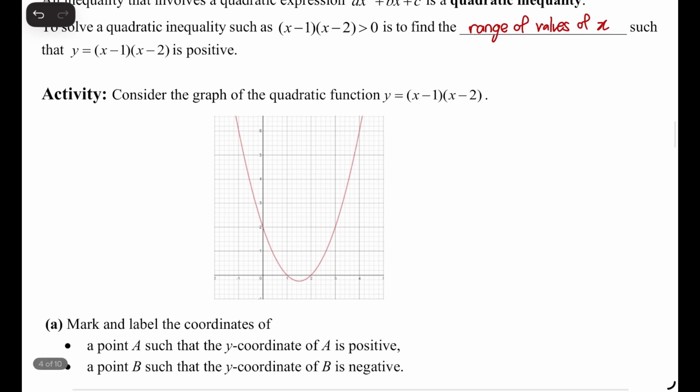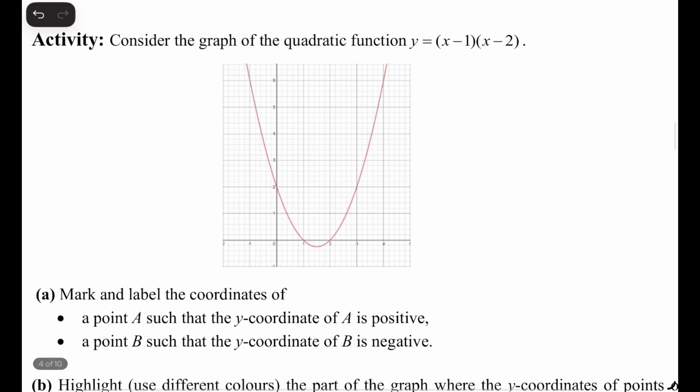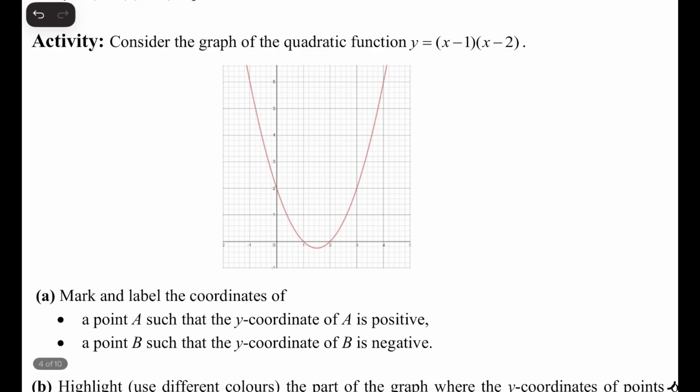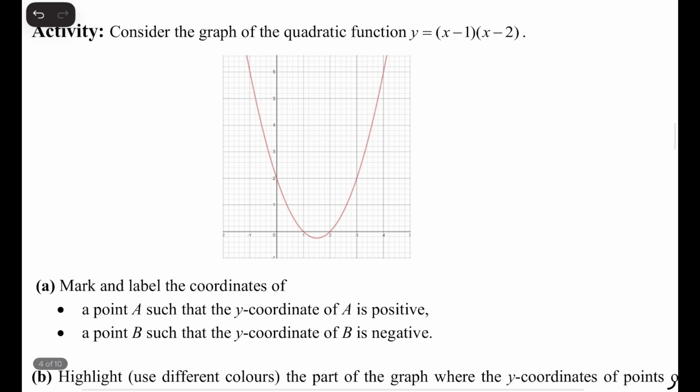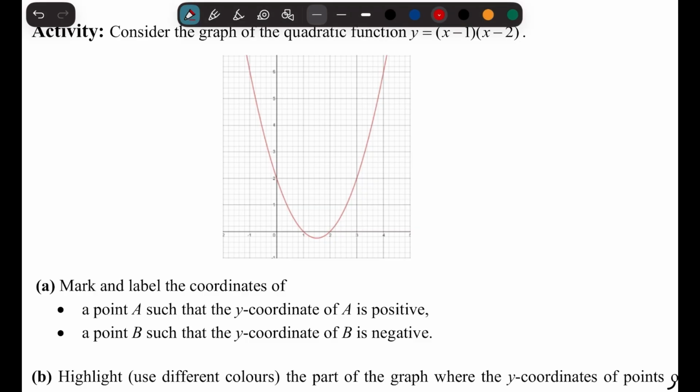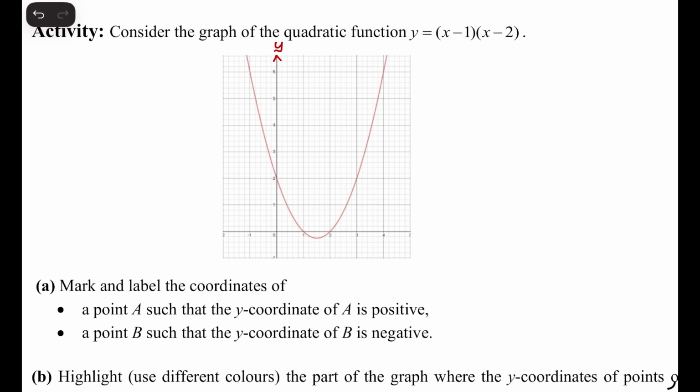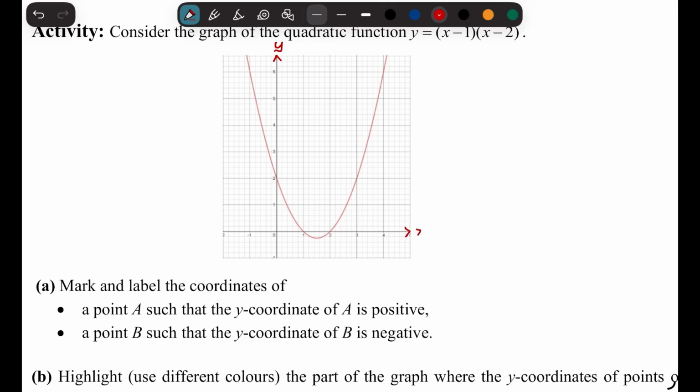So let's start by analyzing the following graph. I'm given the graph of this quadratic function, y equals x minus 1 times x minus 2. Let's mark and label the coordinates of a point A along any part of this smiley face graph, such that the y-coordinate of this point is positive. To recap, the vertical axis here is your y-axis, and the horizontal line here is your x-axis. I will label this as my x-axis.